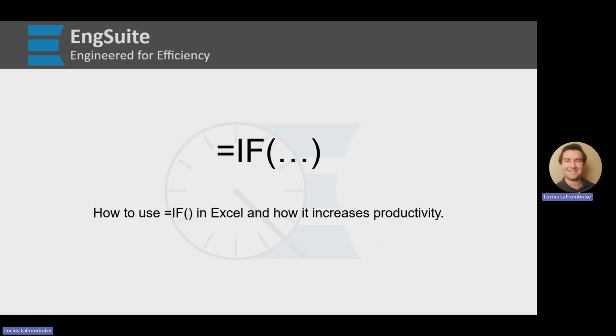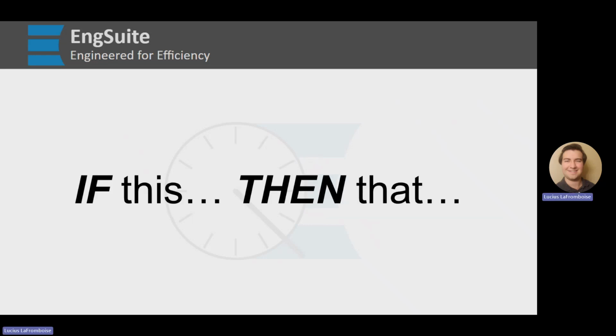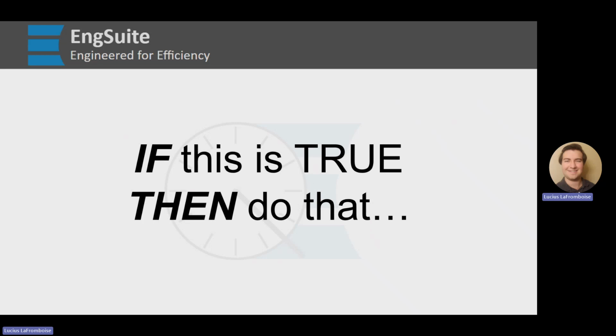So equals if. If statements are very common in programming. They take the form of if this, then that. They're in basically every program ever. They're the backbone of how computers do a lot of stuff. You want to check something, and then based on that value, you want to do something else. So we think of it as: if this is true, then do that. And that's exactly what Excel does. It's going to take in some sort of expression, and if that's true, it's going to output one value. If it's false, it's going to output another. So let's go into Excel and take a look at this function.